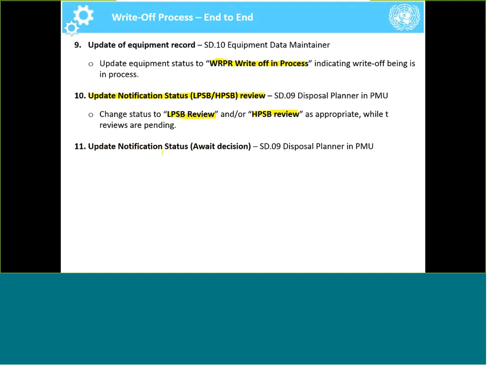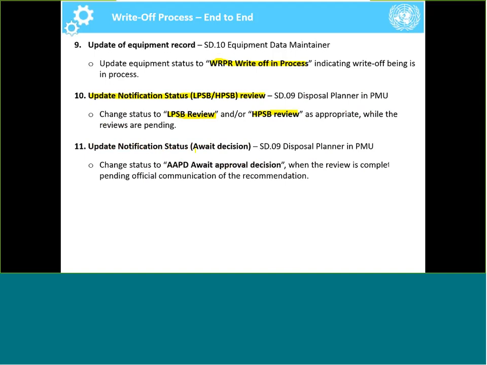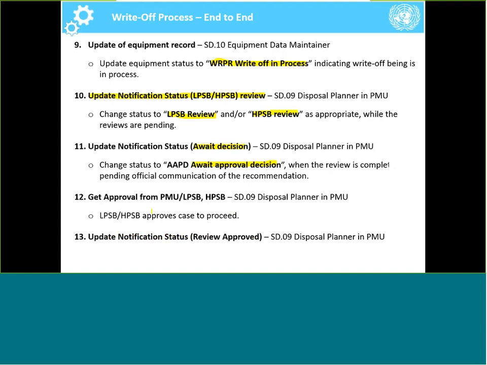Once the LPSB or HPSB has met, they have met, and we are waiting for the decision, then we can again change the notification status to await approval decision by the property survey board. So there is a different status in the notification. And once the write-off case has been approved, then we can change the status again to review approved. Okay, and there is a notification status for the review approved, once we receive the approval from either the LPSB or HPSB. Okay.